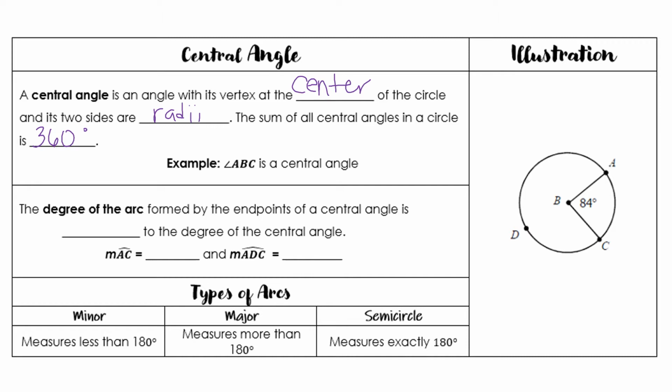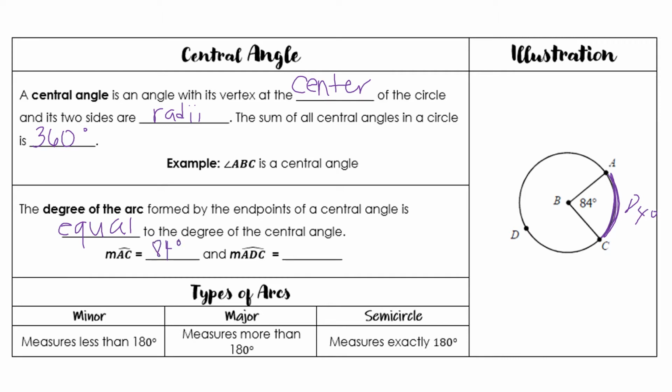The degree of the arc formed by the endpoints of the central angle is equal to the degree of the actual central angle. So arc AC, which is directly between A and C, which are the endpoints of the angle, would also be 84 degrees since the angle ABC is 84 degrees. So the measure of arc AC is 84 degrees.